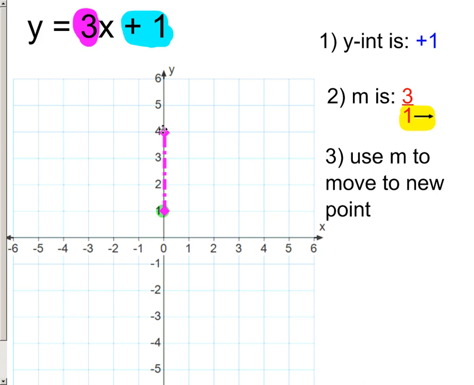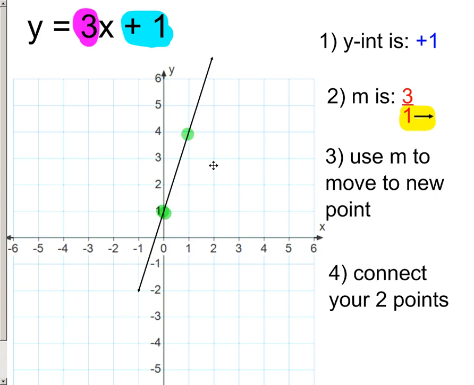In this case, it's a 1, so we'd go over 1 to the right. And so now I can put a dot right there. Connect those 2 points, and you're done graphing the line.